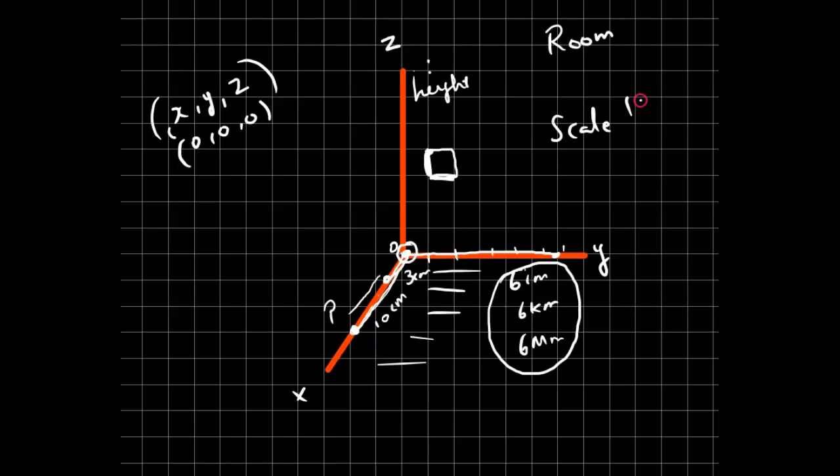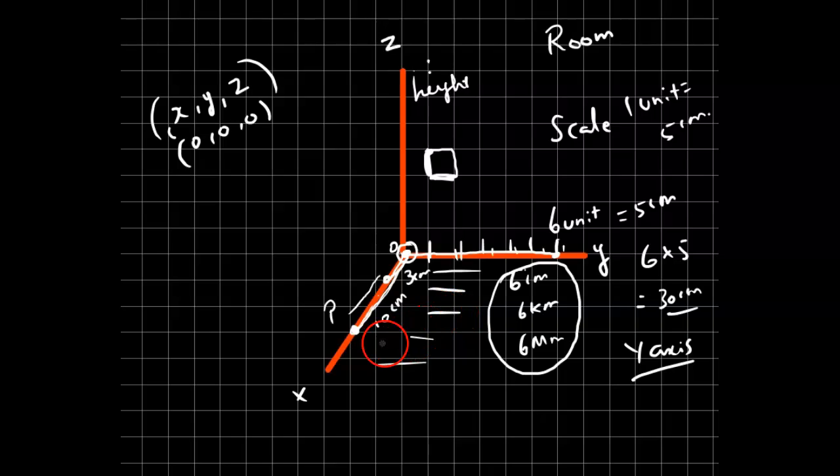So 1 unit is equal to 5 centimeter, which means we can calculate how many centimeters the ant is located from the origin on the y-axis. Here is 1, 2, 3, 4, 5, 6. So 6 units are there. Each unit is 5 centimeter. So 6 times 5, 30 centimeter away from the origin on the y-axis. Y-axis means it is on the surface.